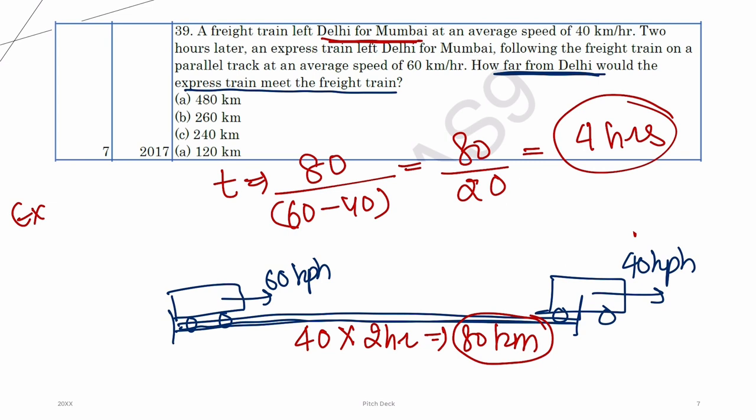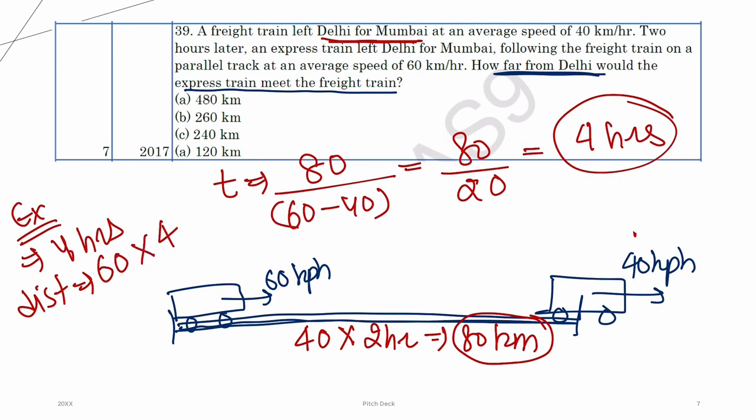So the express train starts 2 hours later than the slow train, but it took only 4 hours after it started to catch the slower train. So the distance covered by the express train will be the speed of the express train, that is 60 kilometers per hour, into 4. So a total of 240 kilometers. This is the distance covered by the express train from Delhi to catch the slower train. I hope this is clear. And this is how we got to the answer of 240 kilometers. This is question number 7.